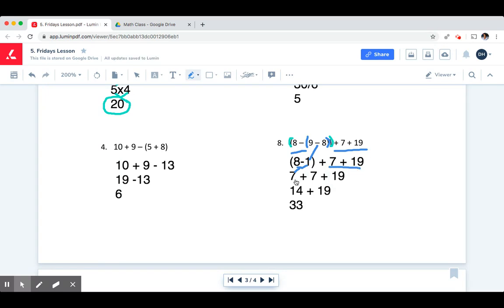Then I do from left to right because all I have left is addition. And whenever we have only addition, we just solve from left to right. 7 plus 7 is 14. Copy the rest. 14 plus 9 is 33.